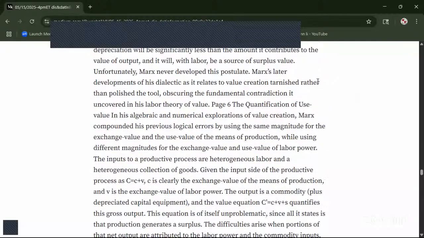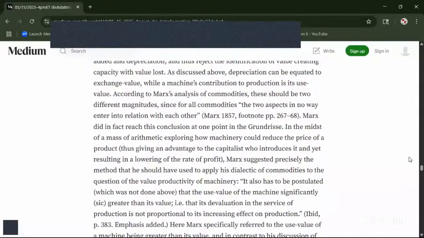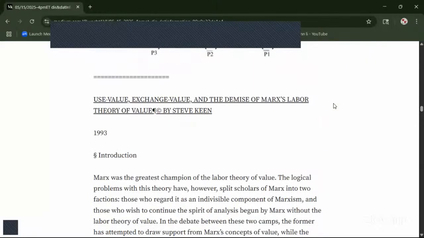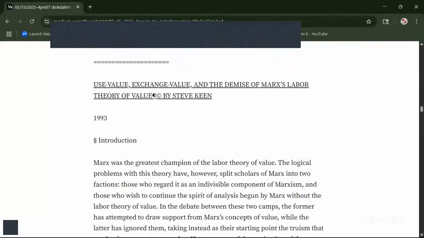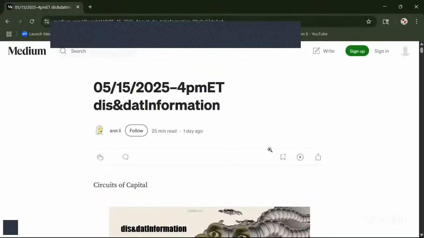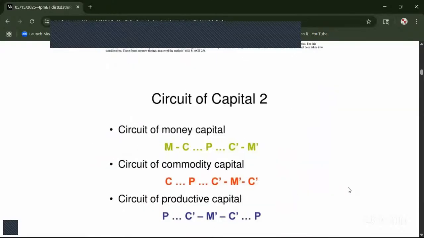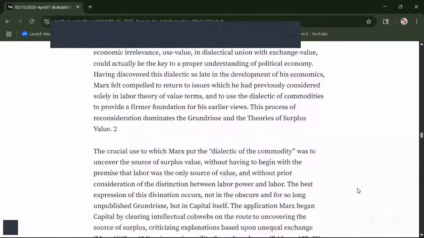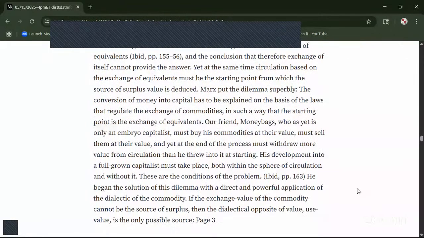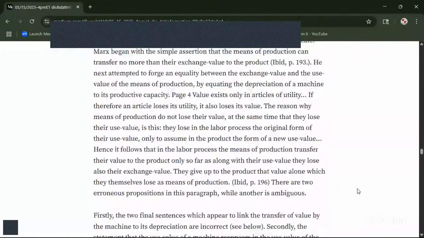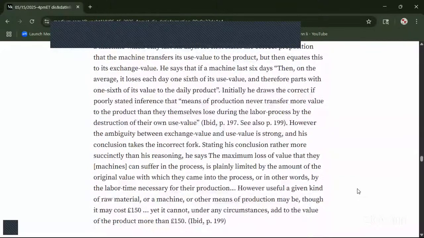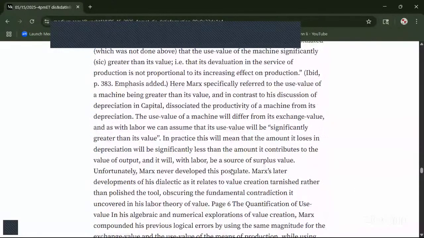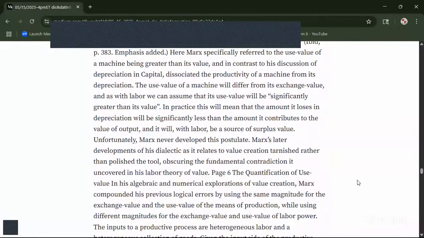Now, the quantification of use value on page 6 of Keynes' little piece here, and to remind you what the piece is, it is use value, exchange value, and the demise of Marx's labor theory of value. Page 6, the quantification of use value.